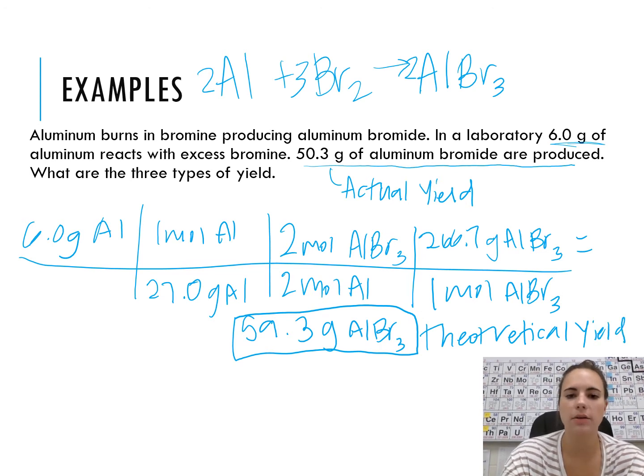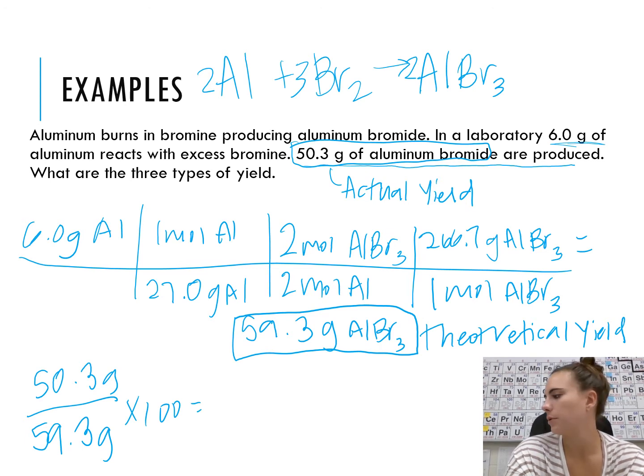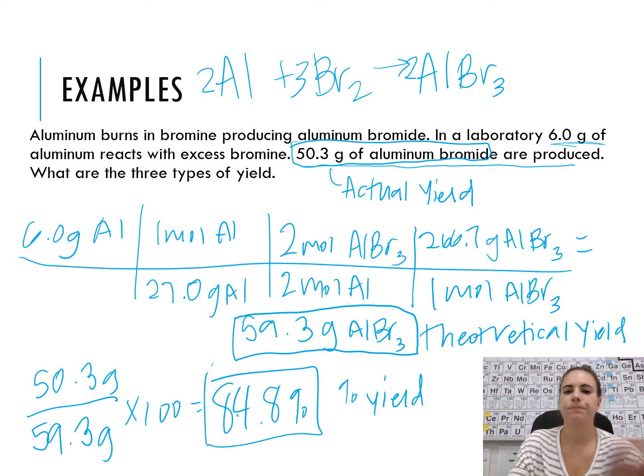Now finally, to calculate my percent yield, I'm going to do my actual yield divided by my theoretical, how much I could have made. Of course, we always times by 100, and I get 84.8%. So that's my percent yield.